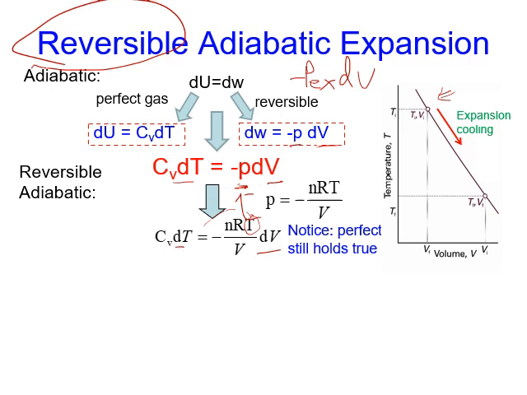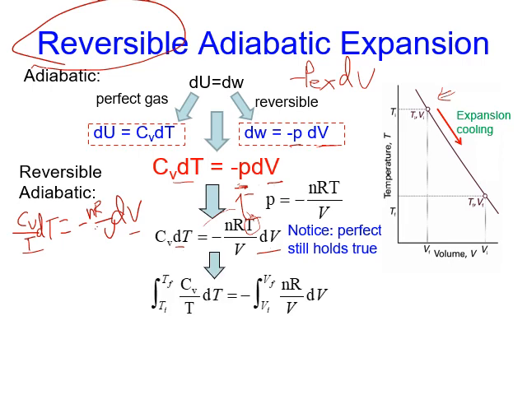So what we have now is Cv dT/T equals negative nR dV/V. Okay, so now on the left side we only have temperature, on the right side we only have volume, so we can integrate like this.